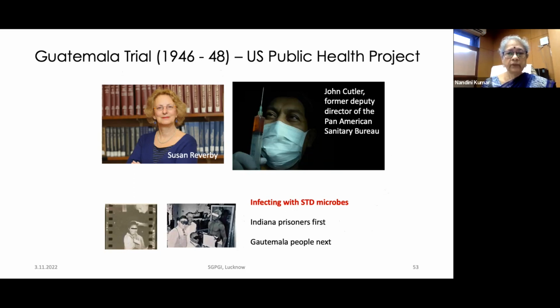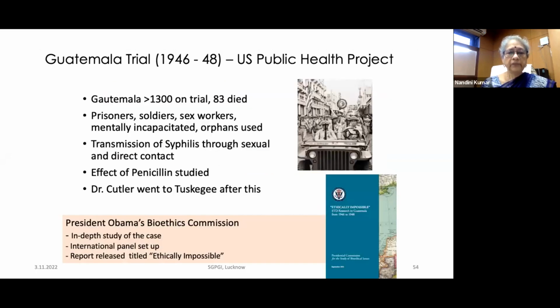Now, this led to a big uproar, because Susan Reverby reported it. And again, this time President Obama and Hillary Clinton were in the scenario. Earlier, when I talked about the Tuskegee trial finishing in 72, it was in 97 that President Clinton actually apologized for that and gave a huge amount as compensation, 9 billion or so. Now it was his wife's turn. So President Obama asked his bioethics commission to probe into that.